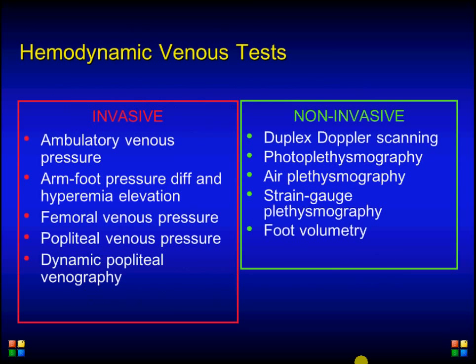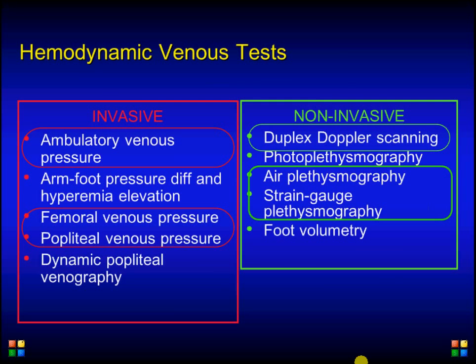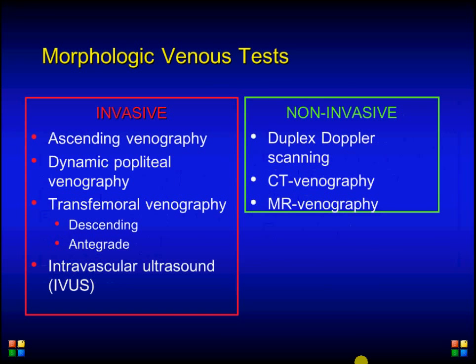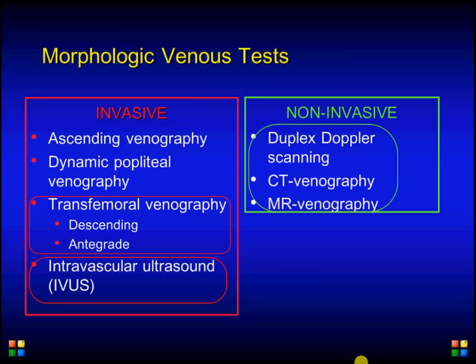Now, when we look at the tests, we have hemodynamic tests. They are invasive, like the ambulatory venous pressure and the femoral venous pressures. And we have non-invasive. Of course, the golden test, the duplex Doppler scanning, that's most commonly used, but also different kinds of plethysmography. That is the hemodynamic step. And then we have morphological tests that can show what it looks like anatomically. Transfemoral venogram, intravascular ultrasound, and on the non-invasive side again, duplex Doppler and CT and MRV.